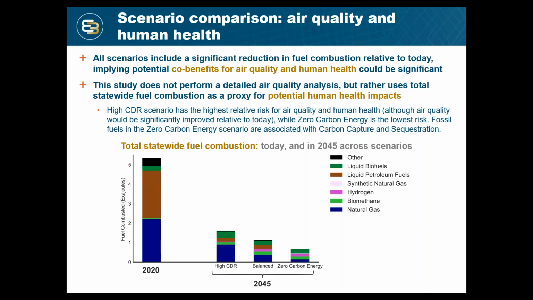You'll see that there is actually still some fuel combustion even in the zero carbon energy scenario, and that's coming from combustion of either biofuels or hydrogen. The little bit of natural gas that is being combusted in the zero carbon energy scenario has carbon capture and sequestration associated with it in the industrial sector, which is why we can see that this scenario is getting to zero fossil fuel emissions, but it's not able to fully eliminate all combustion sources. So there's a range that we see there, but again, in all cases, big reductions in fuel combustion relative to today.